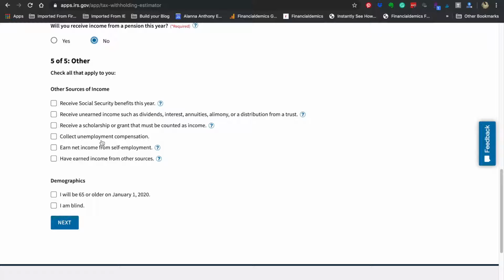If you collect unemployment, if you have earned net income from self-employment, so if you do have a side business, then you can add in your net income here, or what you actually plan to bring in for the year, which is something new, because previously the calculator did not include this. And then also, if you have earned income from other sources, then you also can add in this.